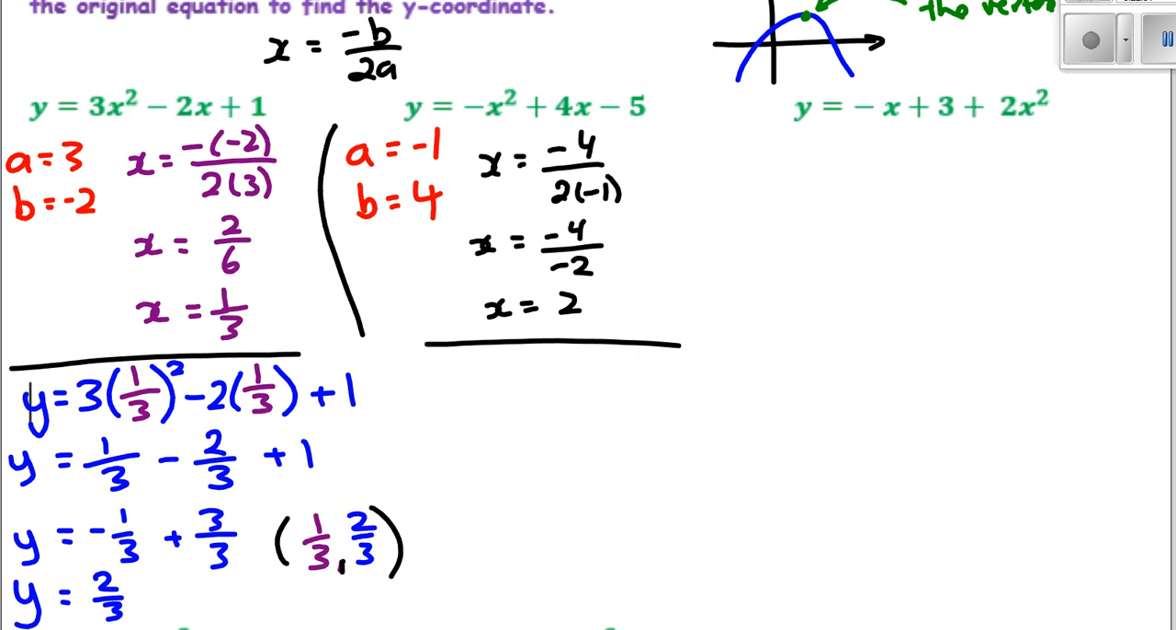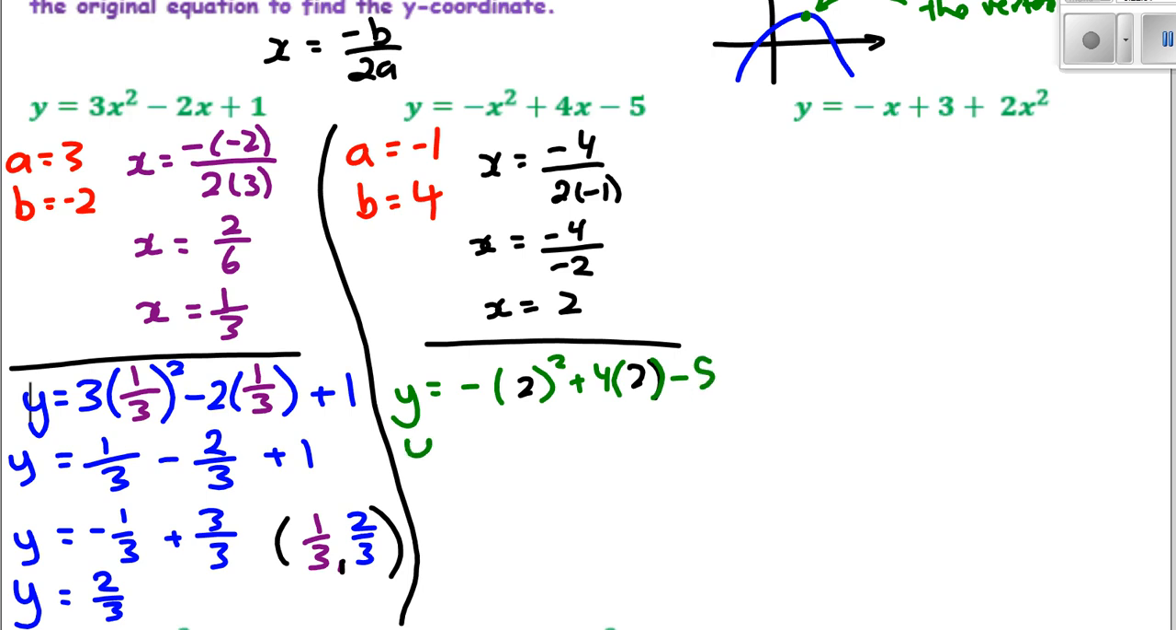Now let's find our y coordinate. y equals negative x squared plus 4 times x minus 5. I'm using the green equation above. So y equals, do BEDMAS first. 2 squared is 4, and the negative of that answer is negative 4. Plus 4 times 2 is 8, minus 5. Negative 4 plus 8 is 4, minus 5. y equals negative 1. So our answer is, don't forget to put your x first and your y second.